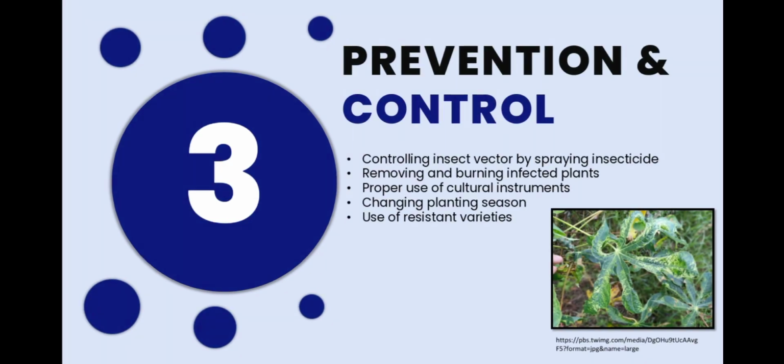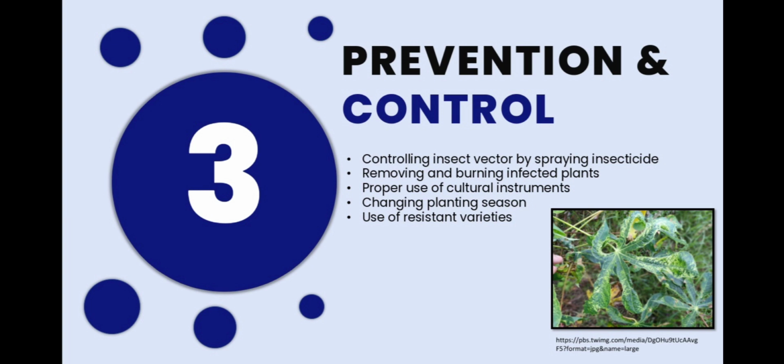Prevention and control. Controlling the insect vector by spraying insecticide. When using an insecticide, always wear protective clothing and follow the instructions on the product label, such as dosage, timing of application, and pre-harvest interval. Removing and burning affected plants. The uprooted plants should be carried away from the field and exposed to sunlight for drying and then burned to kill the viruses. Do not bury the diseased materials in the field, for it will not kill the virus.